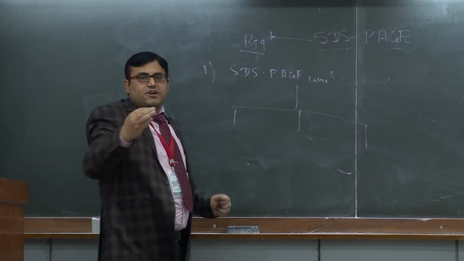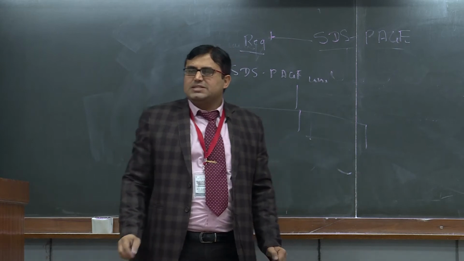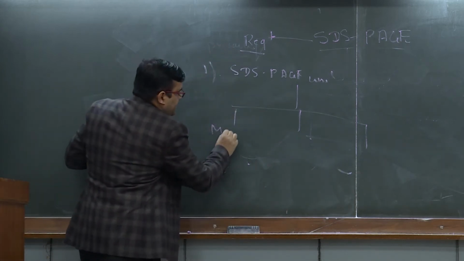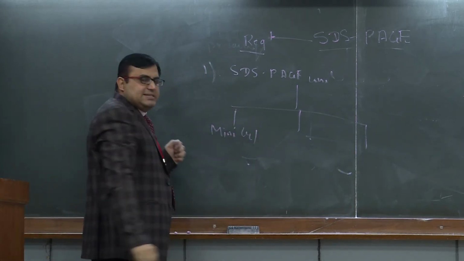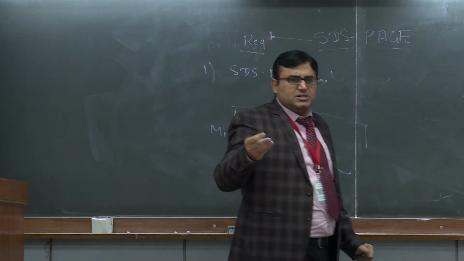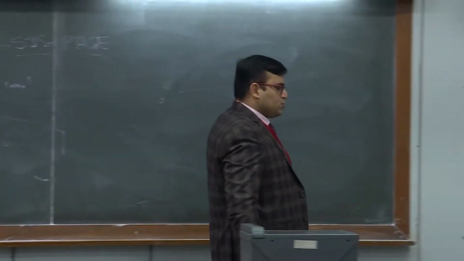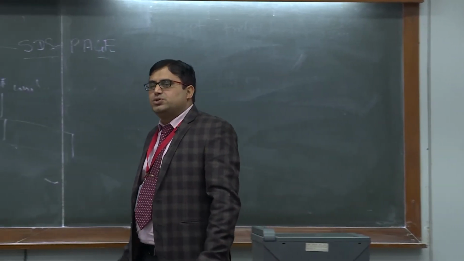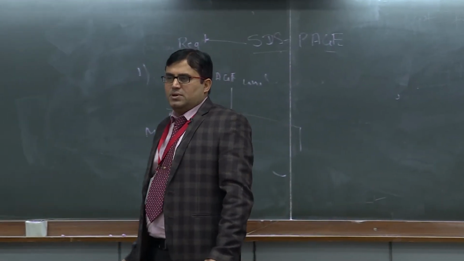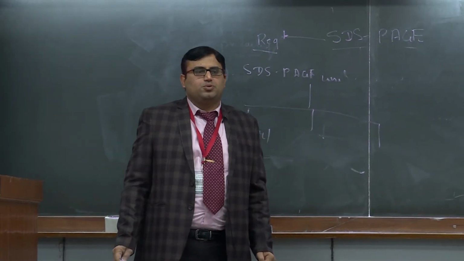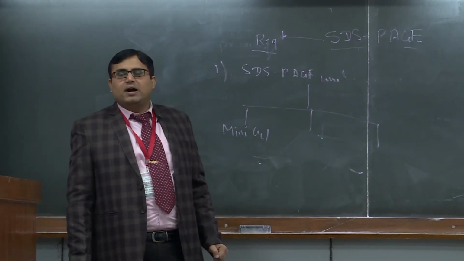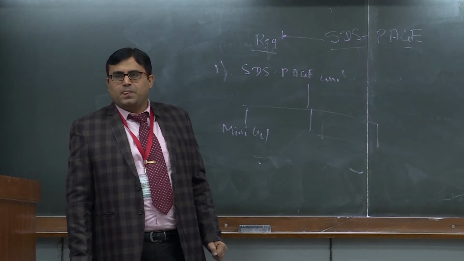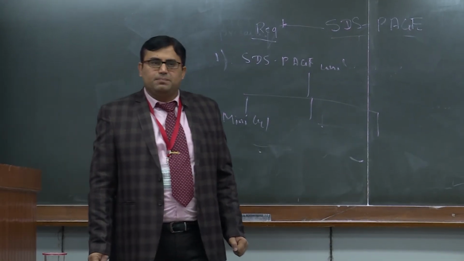Basically we have three different types of SDS Page unit. The first is the mini gel system. This is a 7 centimeter mini gel system. This will cost you around 20 to 25,000 rupees. This is most popularly and routinely used in the lab. It takes 2.5 hours to complete the run.